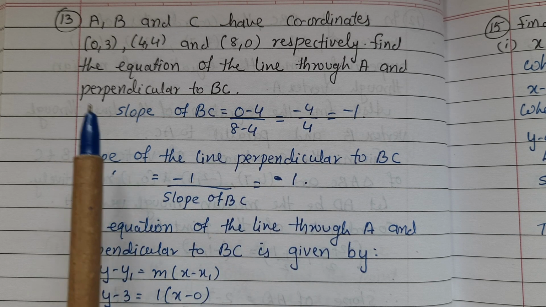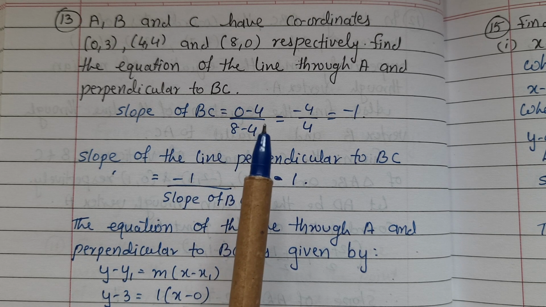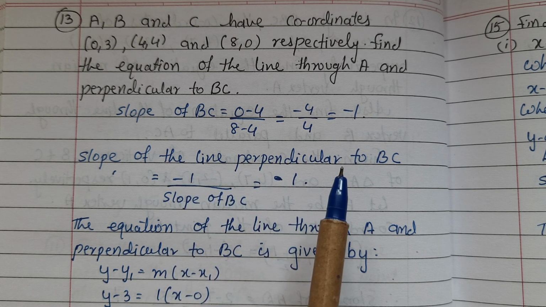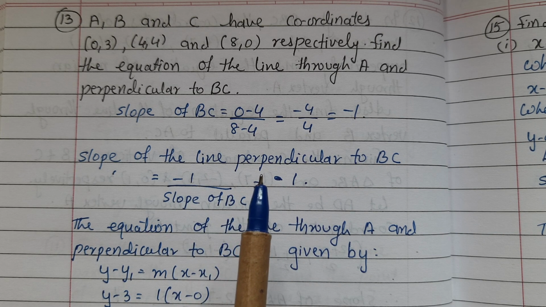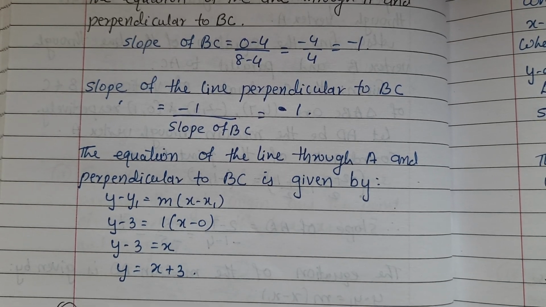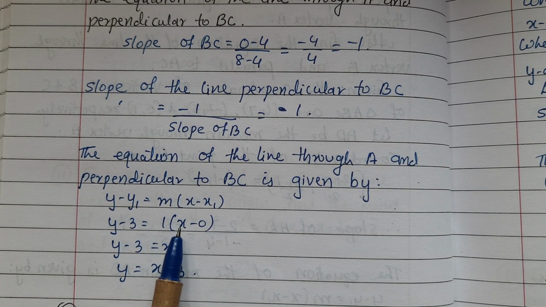minus 1. Slope of BC equals (0 minus 4) upon (8 minus 4), equals minus 4 upon 4, equals minus 1. Slope of the line perpendicular to BC equals minus 1 upon slope of BC, equals minus 1 upon minus 1, equals 1. The equation of the line passing through A and perpendicular to BC is given by y minus y1 equals m into (x minus x1), y minus 3 equals 1 into (x minus 0), y minus 3 equals x, y equals x plus 3.